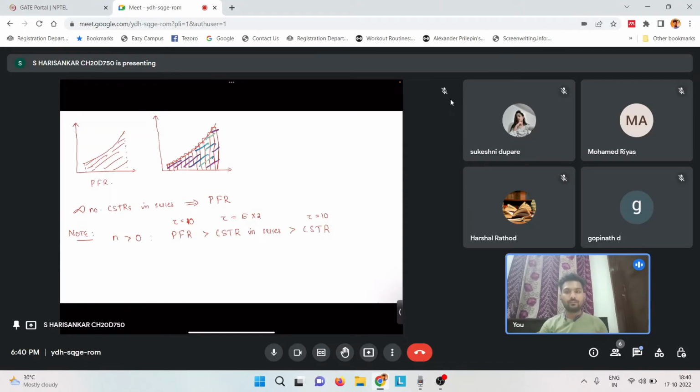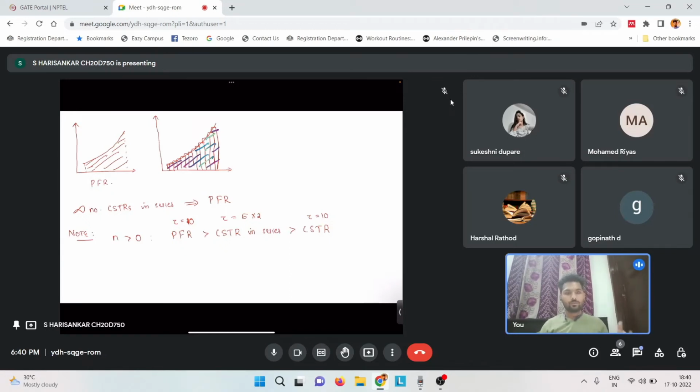Okay, so when your order is greater than 0, so if it is a positive order reaction, something like A gives B or A gives 2B and so on, PFR will be the best choice for that, and that is followed by CSTRs in series. So if you are not able to do it in a PFR, CSTRs in series is the next best option, and then the single CSTR is the least preferred option.